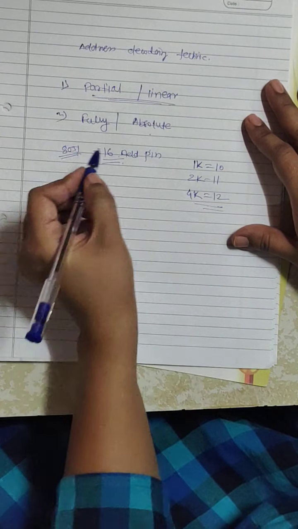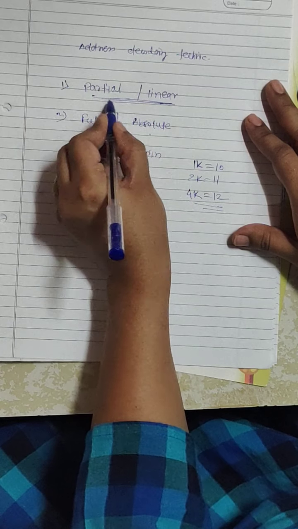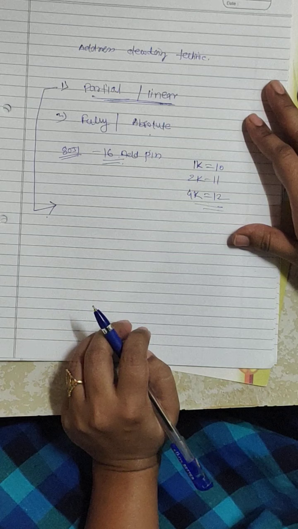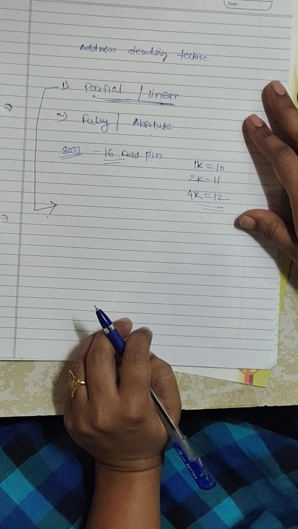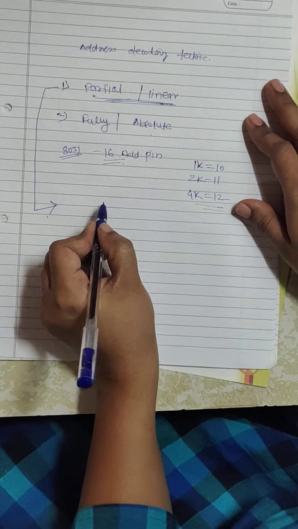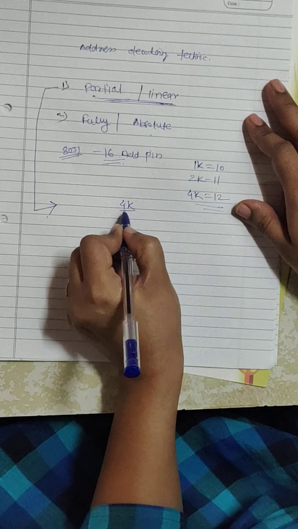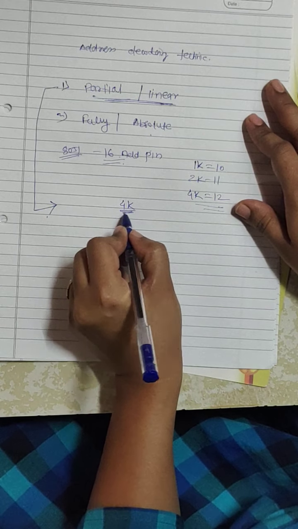Therefore, first we have to discuss the linear or partial decoding technique. In the linear or partial decoding technique, let us consider we have to interface 4K of memory. For interfacing 4K memory, we require the 12 address pins.